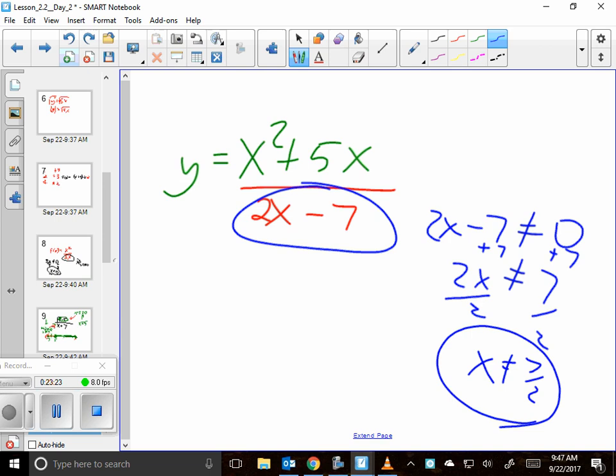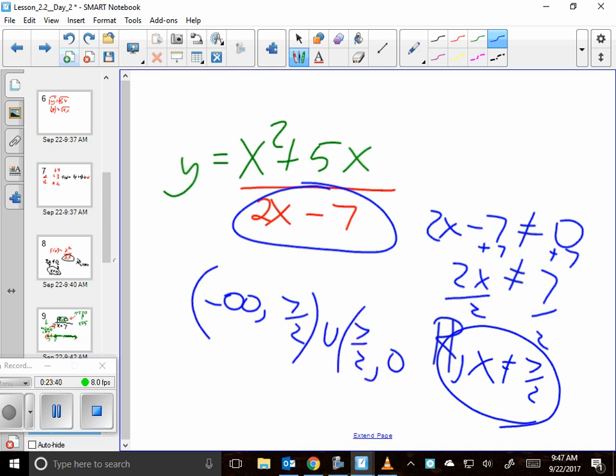So I should say all reals except x cannot be 7 halves. Or I could have written it goes from negative infinity until it hits 7 halves and then it fails, union with starts again after 7 halves, goes to infinity. That's another way to say everything except 7 halves.